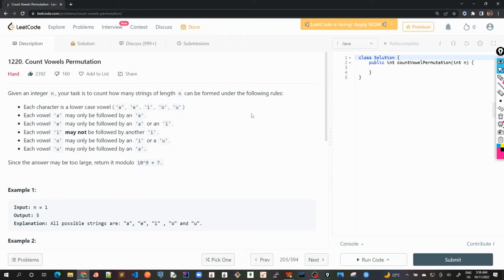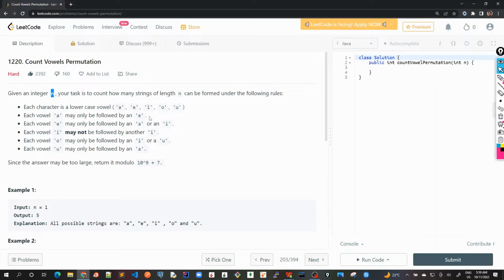Hello friends, today we will solve the 21st problem of our tutorial series on dynamic programming, which is Count Vowels Permutation, and we will solve this problem in LeetCode. So let's go with the problem statement: we are given an integer n.